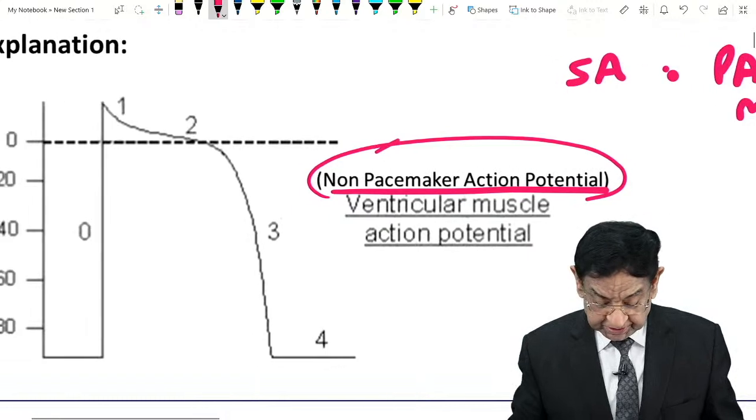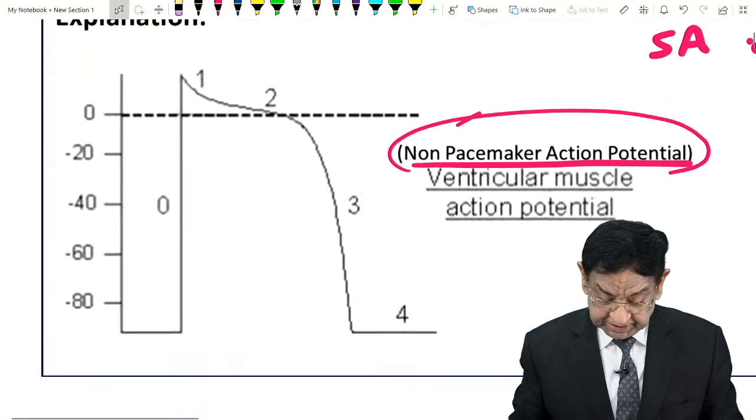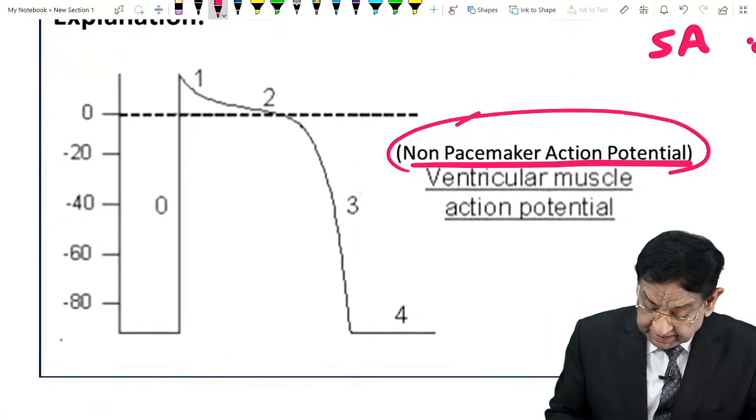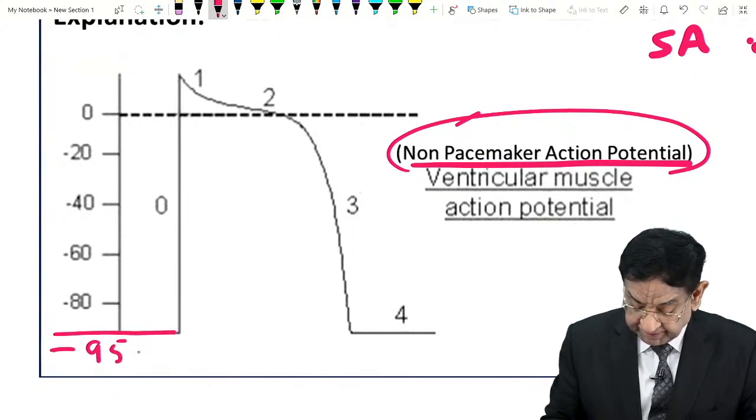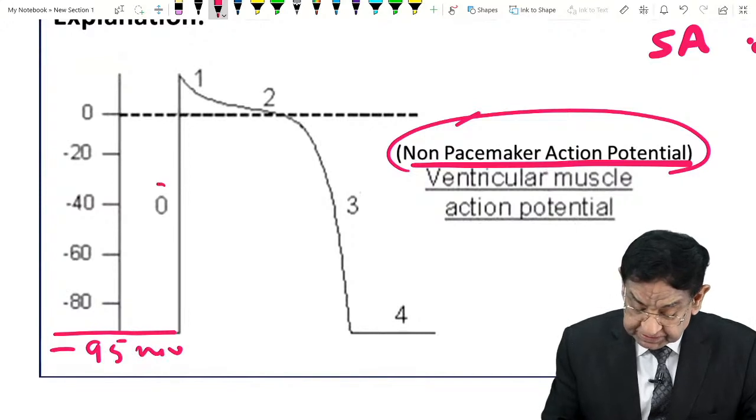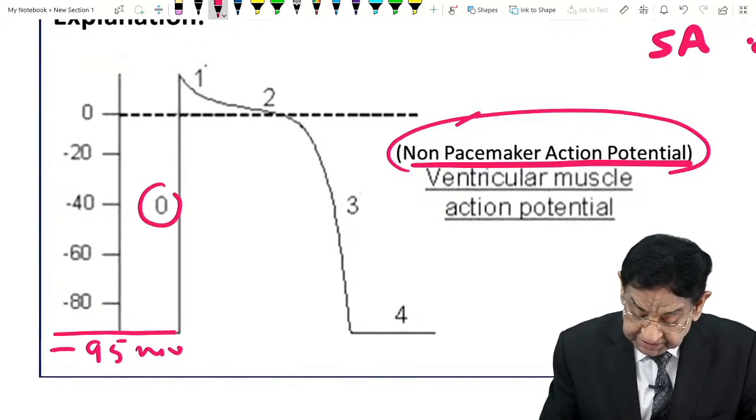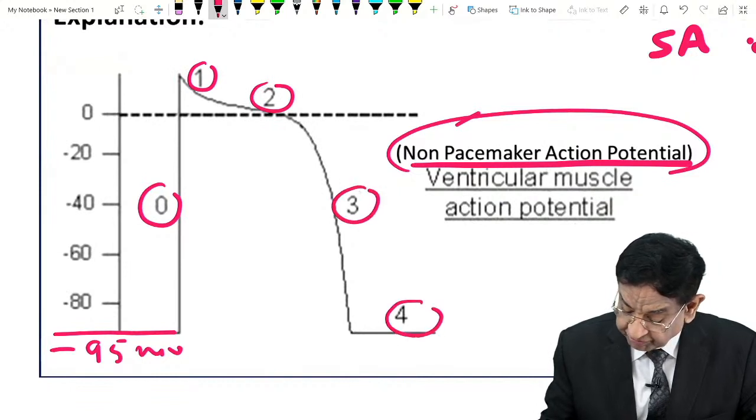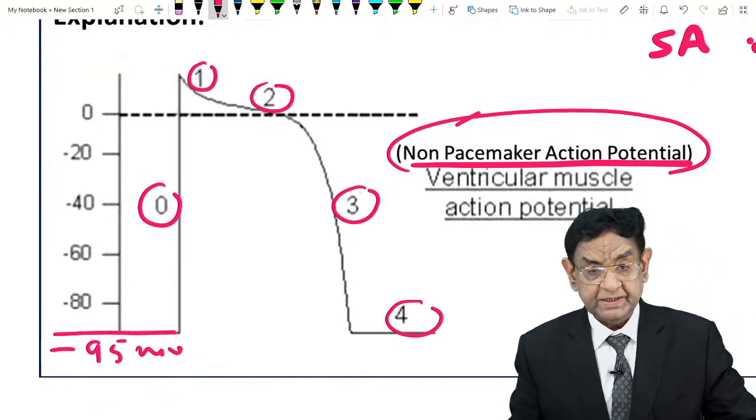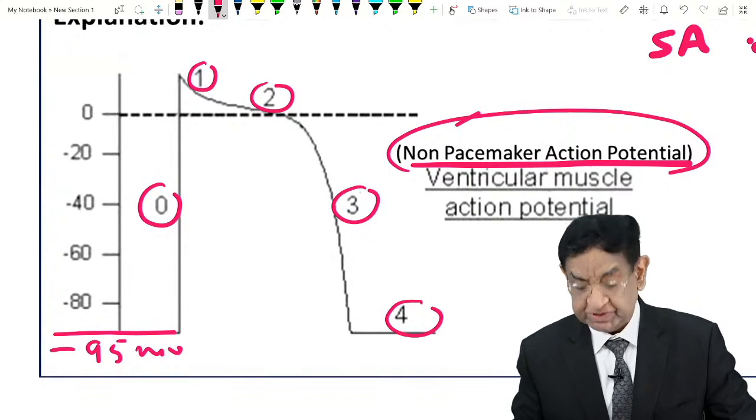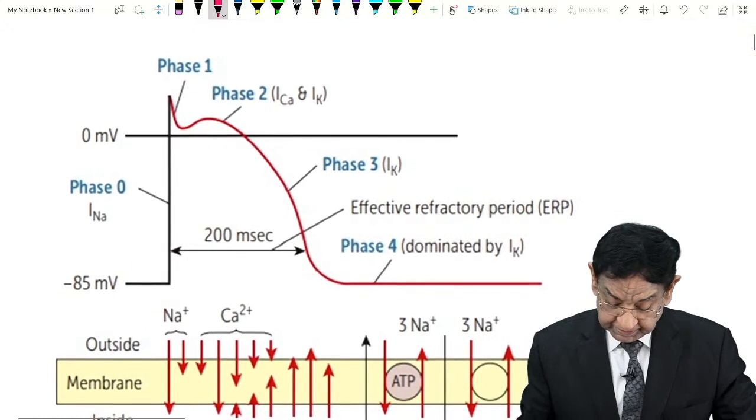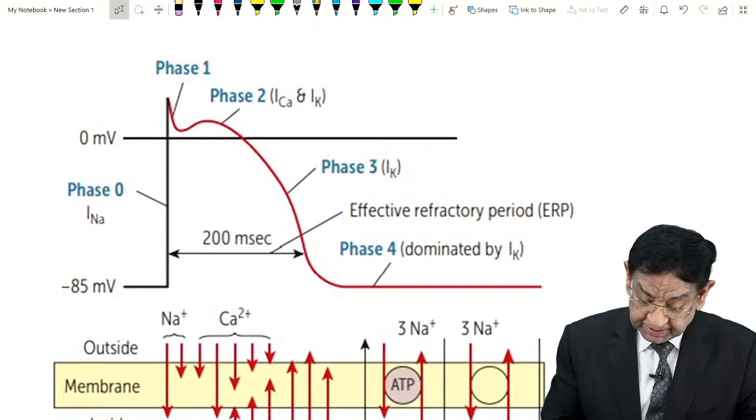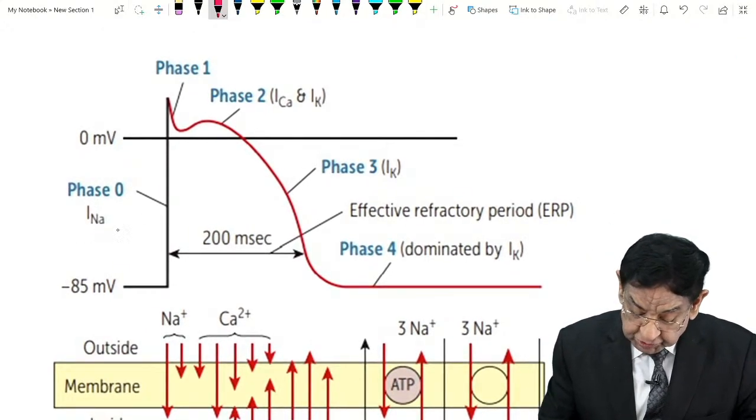Let's leave the detail about the pacemaker aside and discuss the non-pacemaker action potential. So we have stages. First of all, this is minus 95 millivolt. This is stage 0, this is stage 1, this is stage 2, this is stage 3 and this is stage 4. Let us see what happened in each of these phases. Phase 0. Here primarily sodium enters.